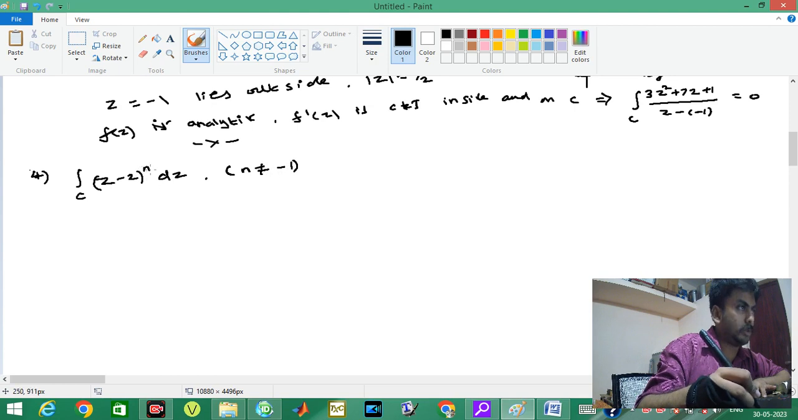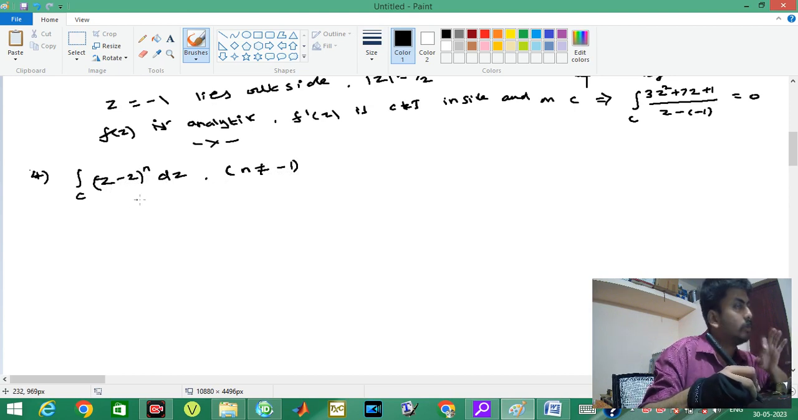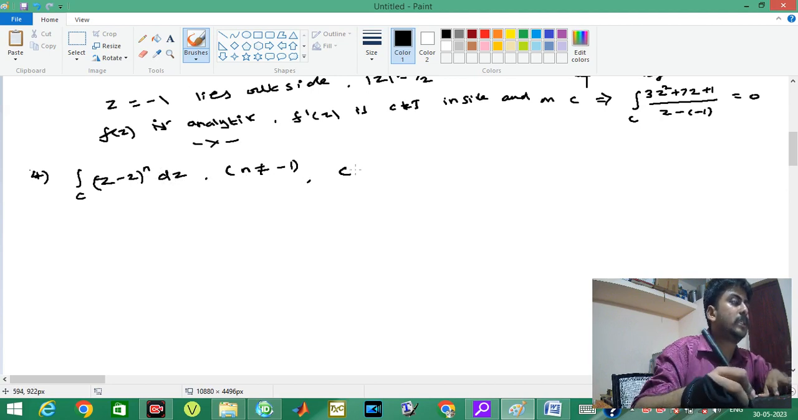Why? If n equals minus 1, it becomes 1 by z minus 2 in the denominator. If it is 1 by z minus 2, it is not analytic at z equal to 2, so the meaning of the question will change. In order to avoid that, they have given n is not equal to minus 1, where C is the circle given by modulus of z minus 2 equal to 4.